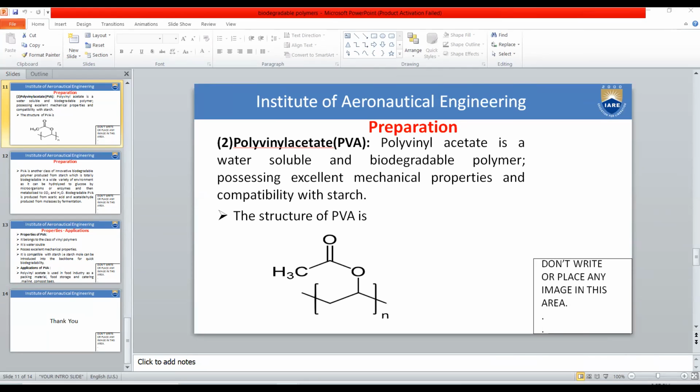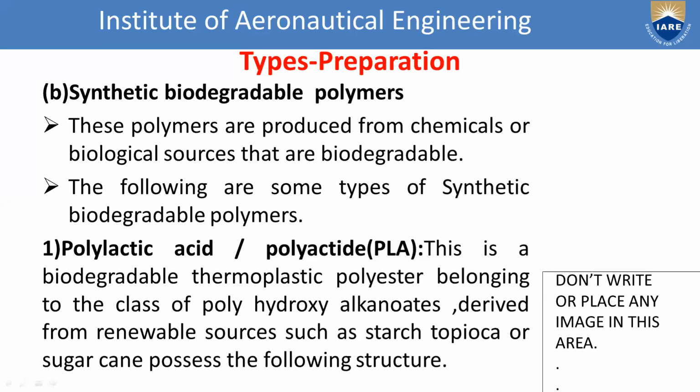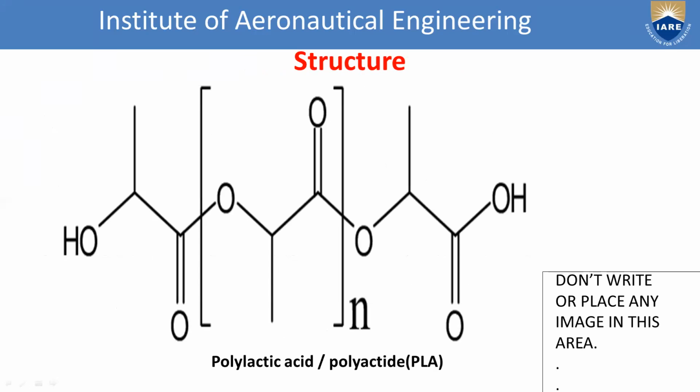So first of all, what are the sources for polylactic acid? The synthetic polymer slide is converted. Now, can all of you see the synthetic biodegradable polymer slide? Yes, sir. Okay, tell me what are the renewable sources for polylactic acid? Starch, tapioca, or sugar cane. This is the structure of polylactic acid.